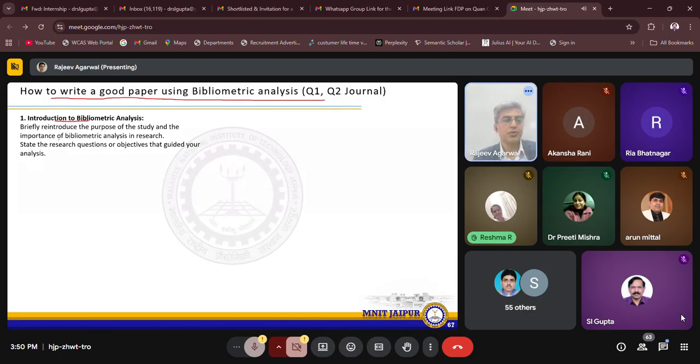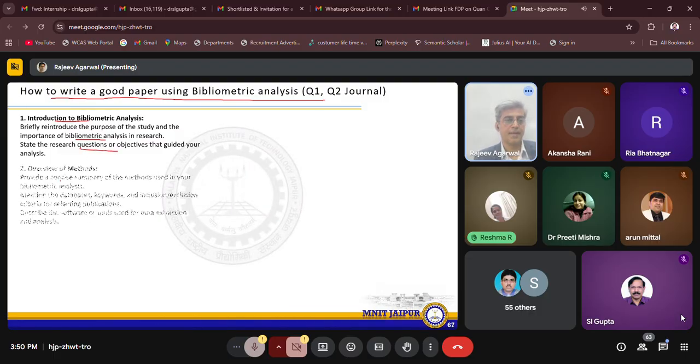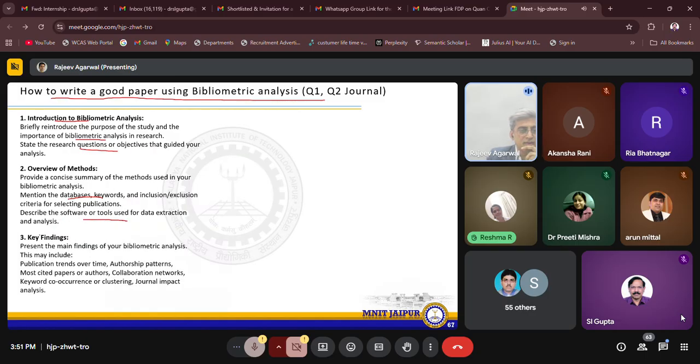First, you need to do bibliometric analysis. The purpose of the study is the importance of the analysis, stating the research question and objectives. Then an overview of methods. We have given you databases, keywords, and inclusion and exclusion criteria with the help of my research paper. And then I have described the software tools and then key findings.